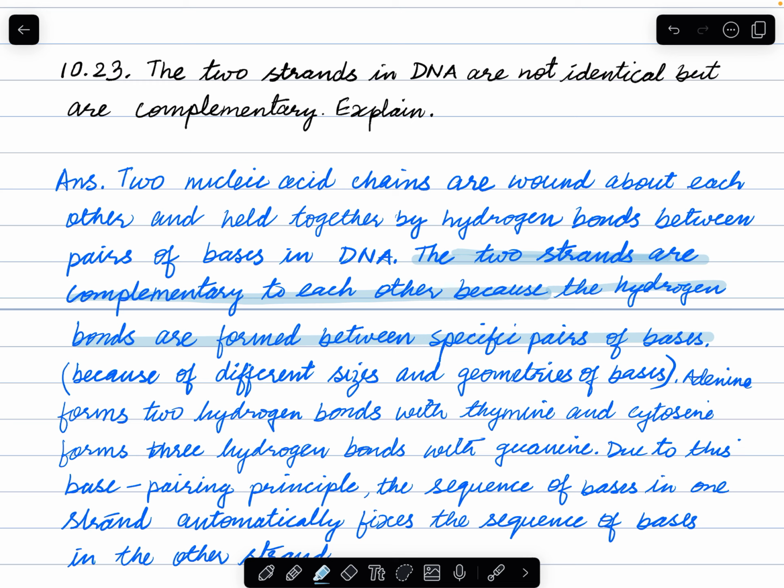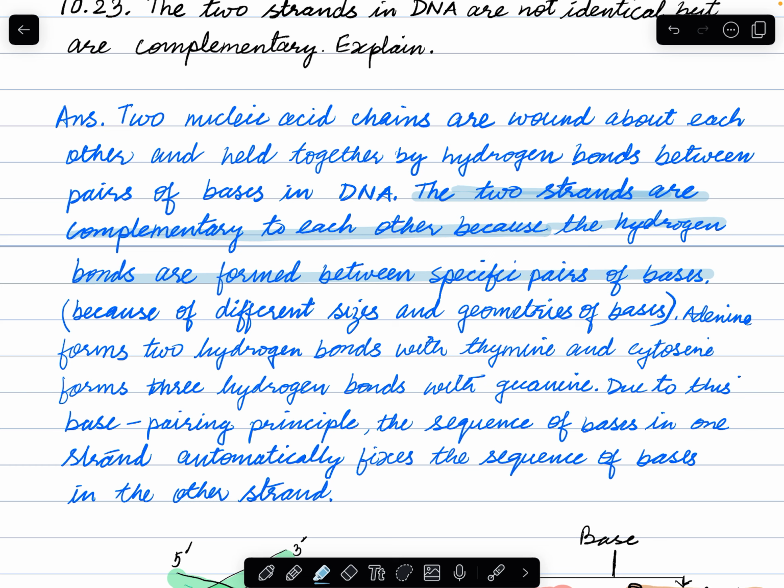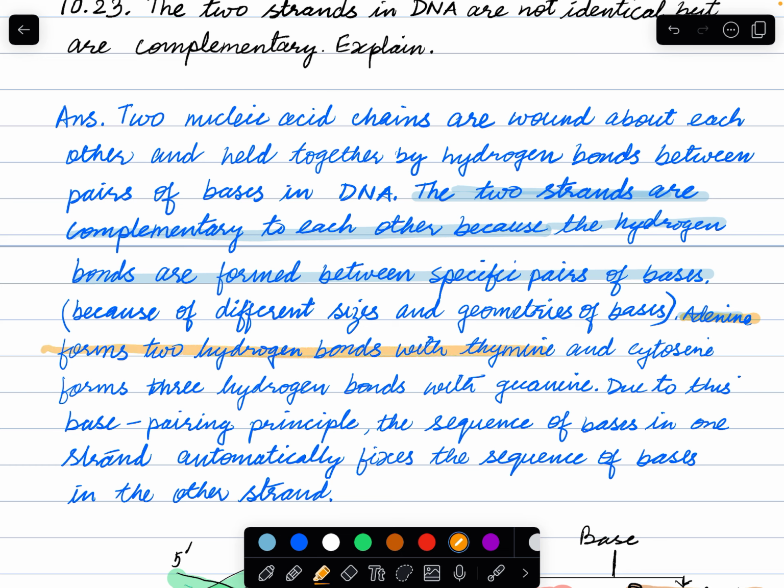Okay, so it is not like any base in one chain can combine any other base in other chain. A specific base pairing is there, and why we have a specific type of base pairing? Because of the different sizes and geometries of the bases. Okay, so what is the condition? Condition is that your adenine form two hydrogen bond with thymine. Okay, adenine form two hydrogen bond with thymine, while your cytosine form three hydrogen bonds with guanine.